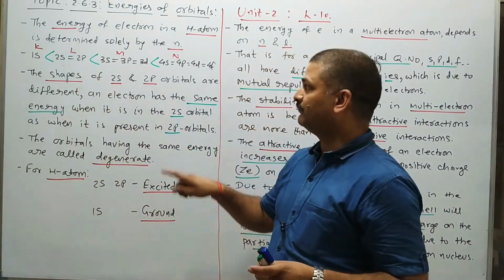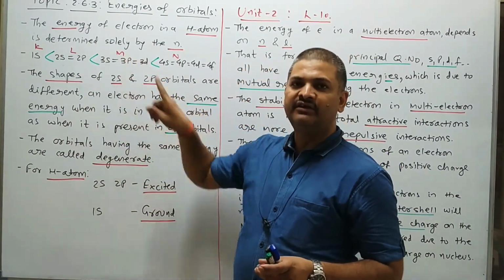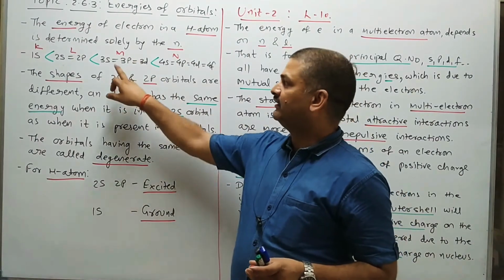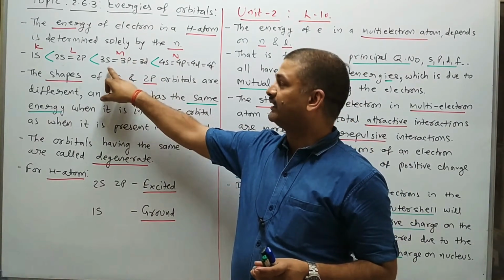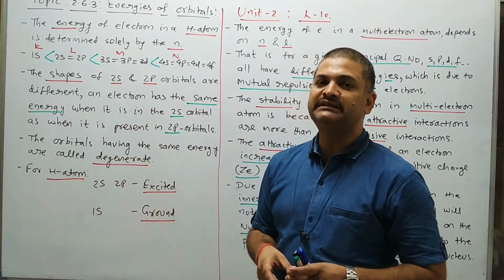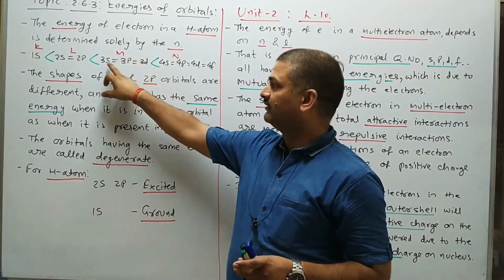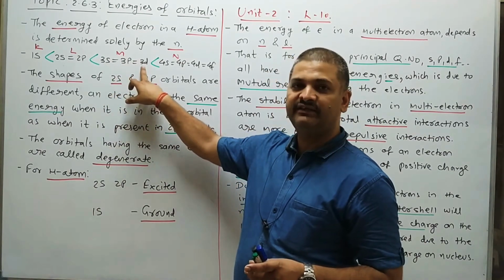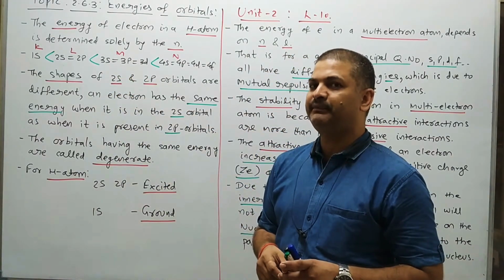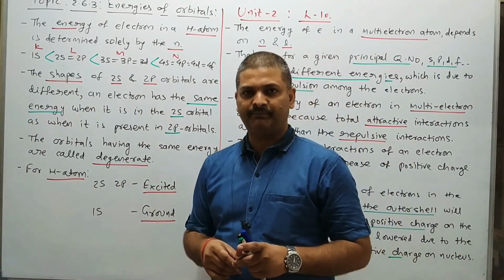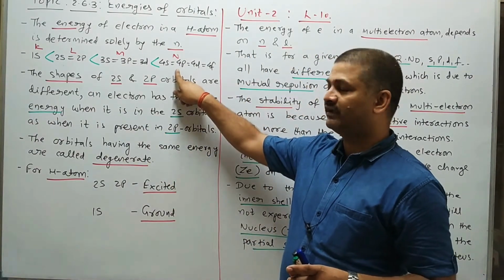The same condition will come in the case of the M shell. In the M shell, there are 3 orbitals. Why 3 orbitals? Because the principal quantum number for the M shell is 3. Here 3s, 3p, 3d: the energy of 3s, 3p and 3d will remain the same. The same condition will come here also.